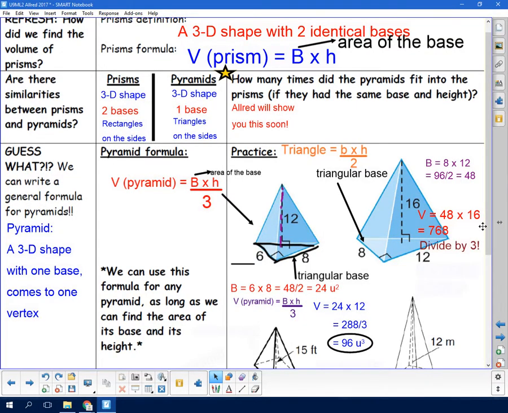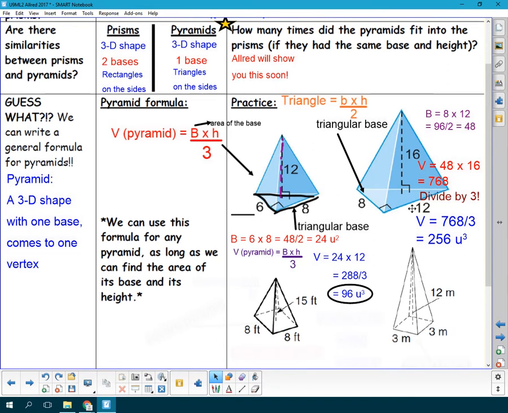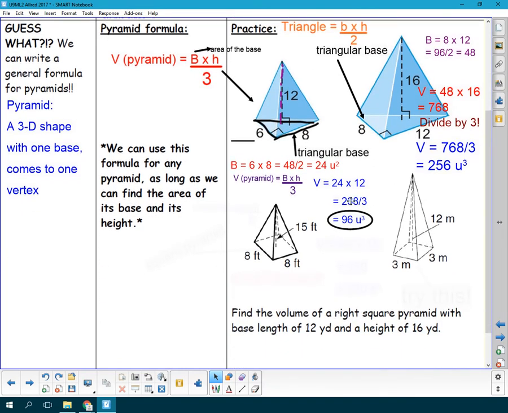That's right. You divide by 3 next. That's absolutely right. Thanks for picking that one. I'm sure all of you did. And if you didn't, I'll know because I'll check it soon. We're going to divide that 768 by 3 and get 256 units cubed. That would be the volume of that triangular pyramid.